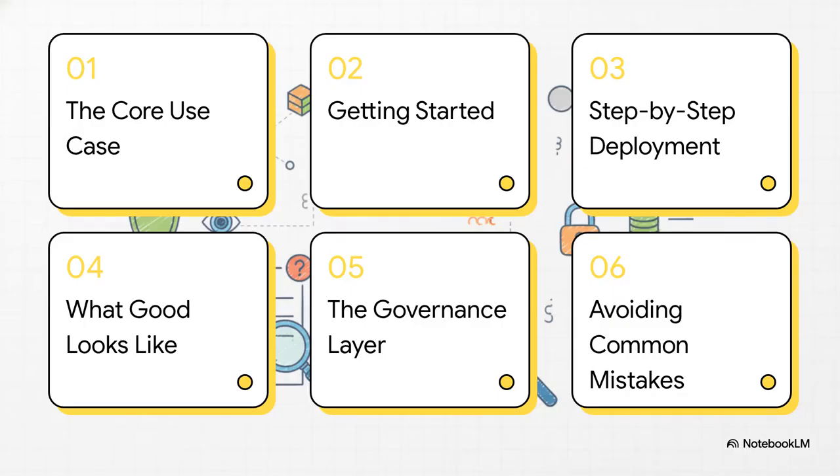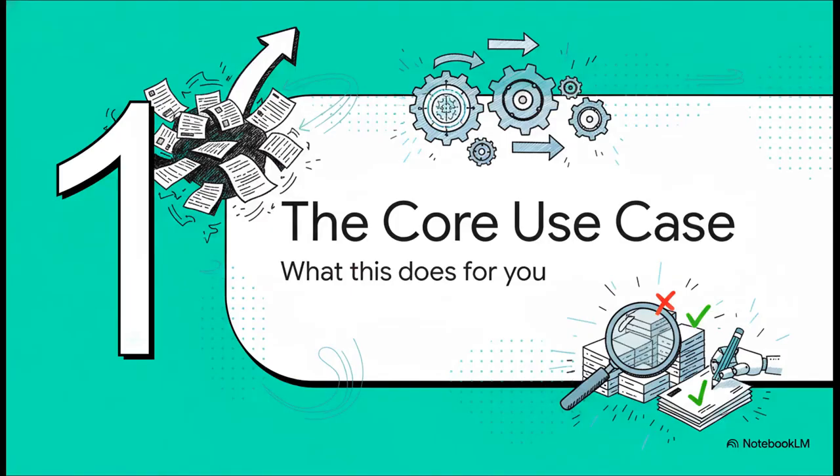So here's our game plan for today. We're going to start with what this system actually does for you. Then we'll get into what you need to get started, the step-by-step of deployment, and how to know if you're even doing a good job. We'll also cover the absolutely critical governance layer, and finally, wrap up with the common mistakes you'll want to avoid. It's the complete playbook, from start to finish. All right, let's jump into our first section, the core use case.